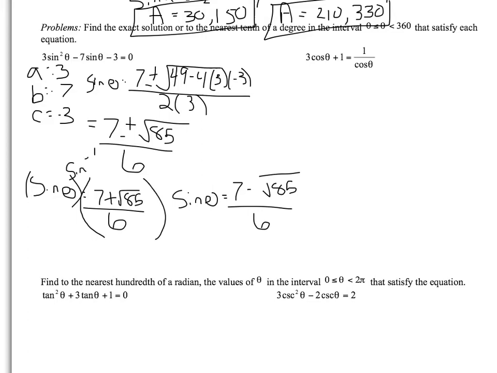You're going to type inverse sine, open a parenthesis, open another one, 7 plus radical, open a parenthesis, so you type 85. Close the parenthesis on the 85. Close the parenthesis one more time. And hit the division sign, 6, and then close it one more time.